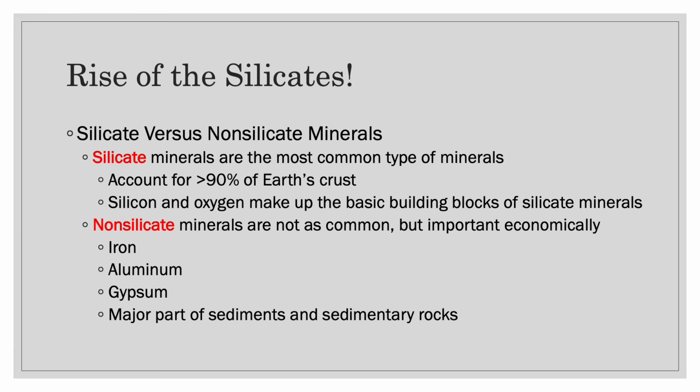So, as I just mentioned, the vast majority of minerals contain silicon and oxygen, and this is because silicon and oxygen together comprise about 75% of the elements in the Earth's crust. And because silicon and oxygen are so common in Earth's crust, silicate minerals, or minerals that contain some silicon and some oxygen, actually account for greater than 90% of the minerals in Earth's crust.